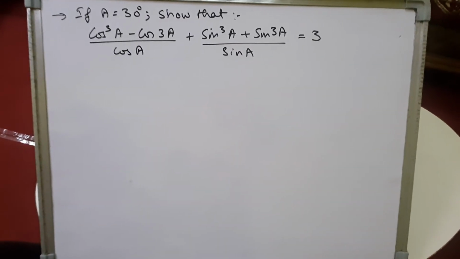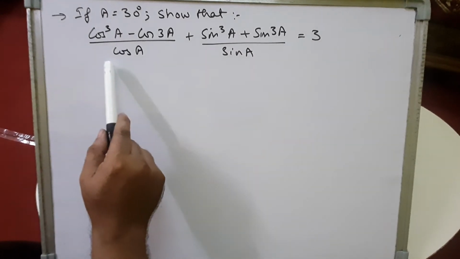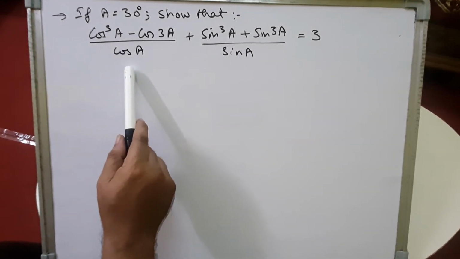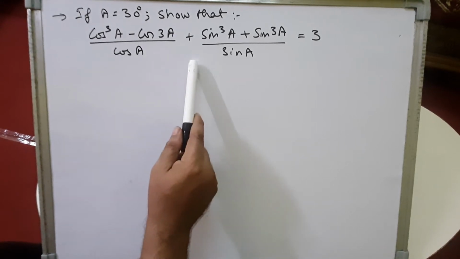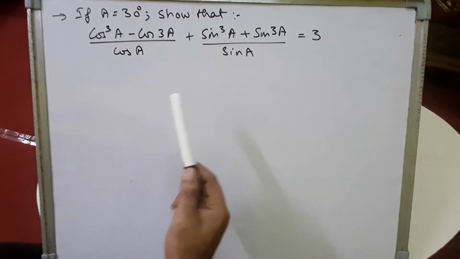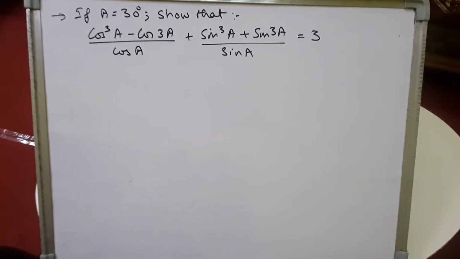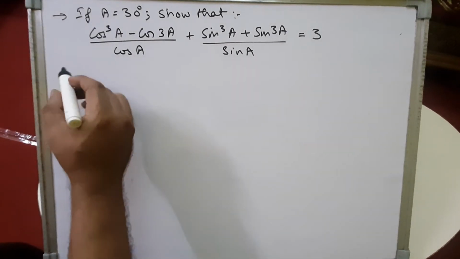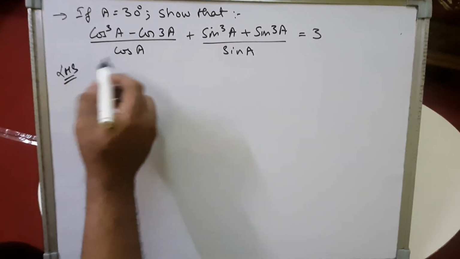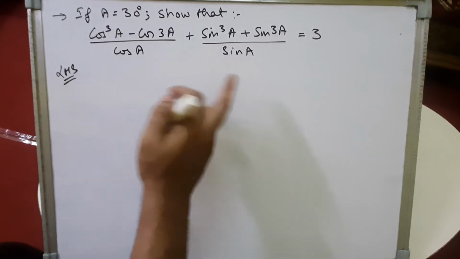Now let's see another sum, children. Here it is given that if A is 30 degree, then show that (cos cube A minus cos 3A) upon cos A plus (sin cube A plus sin 3A) upon sin A is equal to 3. The value of this whole expression is equal to 3, we have to prove. The procedure of solution is the same. We are going to pick the left hand side, and then we are going to prove the left hand side equals 3.